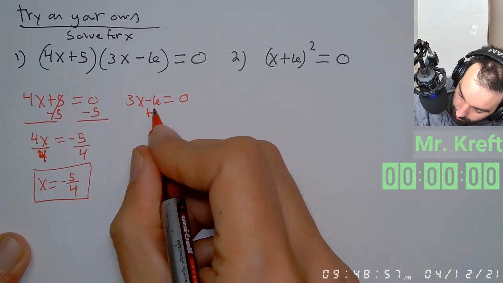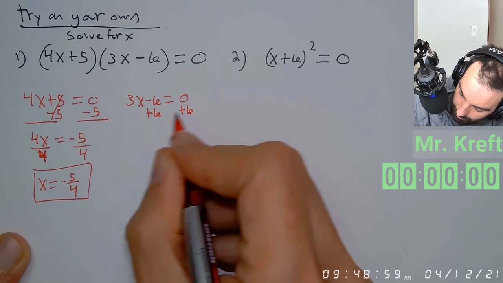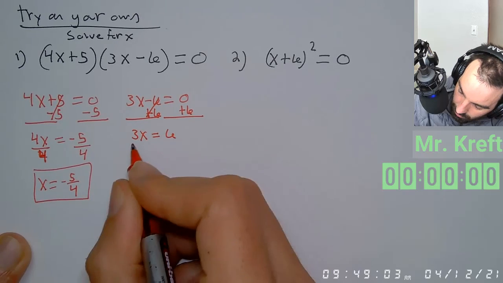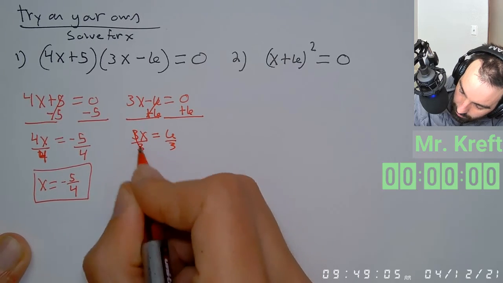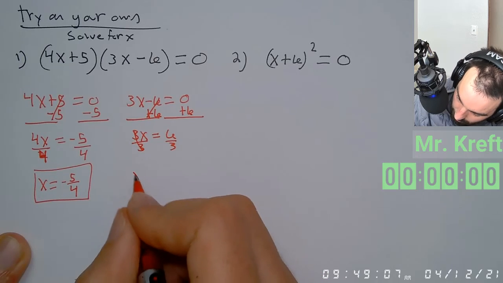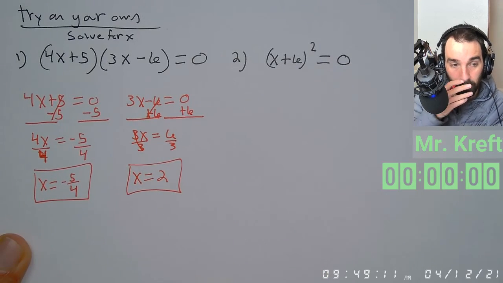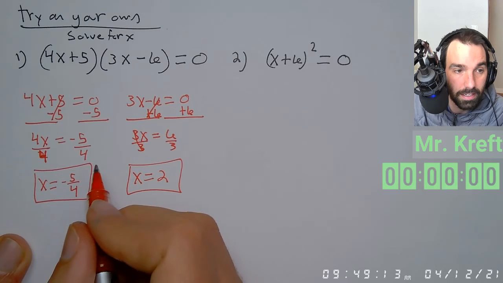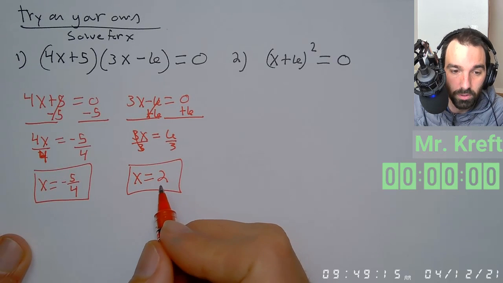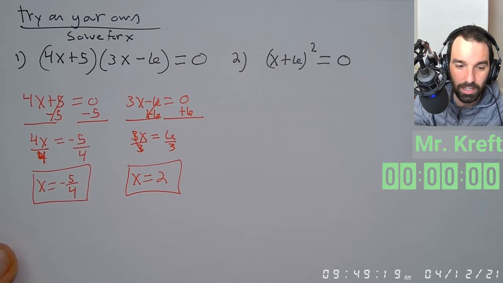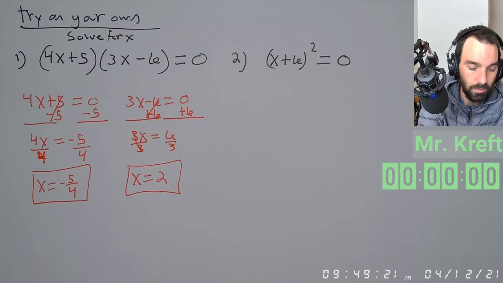Over here, I'm going to get rid of addition and subtraction first. So I'm going to add 6 to both sides, so I get 3x equals 6. I divide by 3. In this case, 3 does go into 6, right? 3 goes into 6 twice. So those are my two answers there: negative 5/4 and 2. So make sure you check your answer.